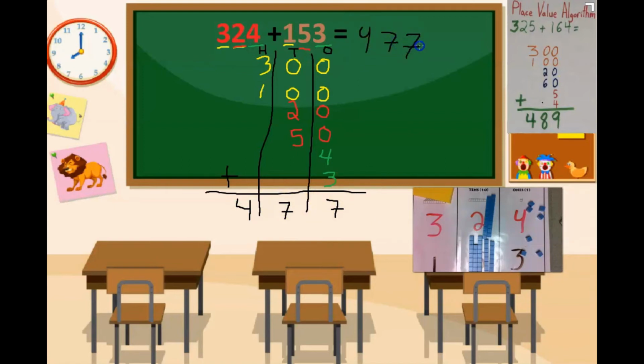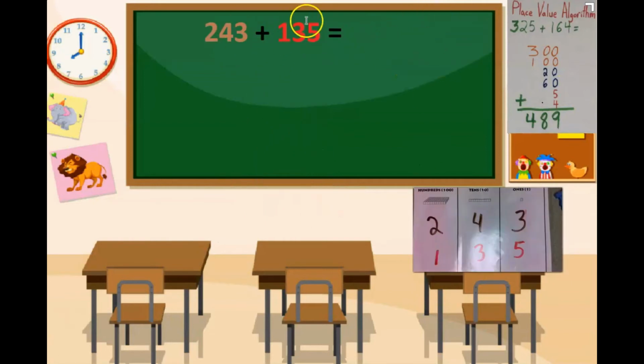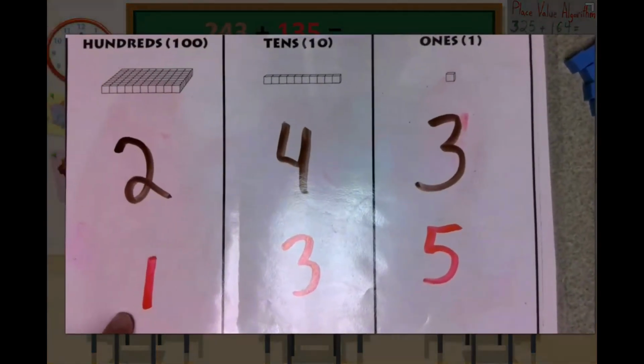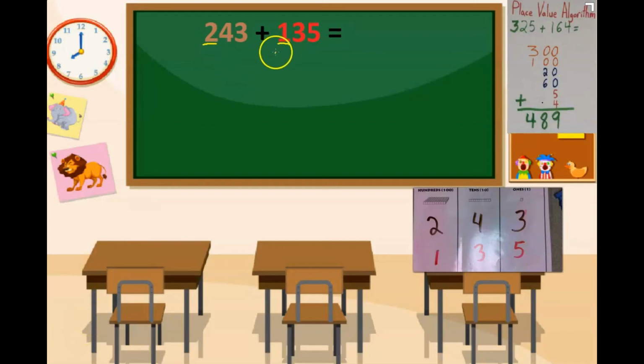Okay, in this example, we've got 243 plus 135. So what do we do first? Well, let's start with which place value? What do you think would work best? Well, maybe it's the hundreds that would work best to start with. So we have 200 and 100, so let's write that.